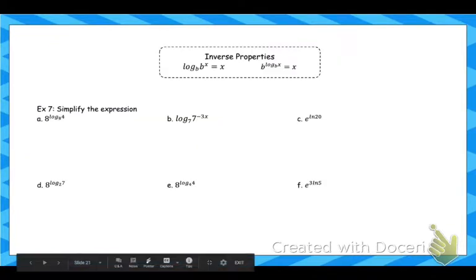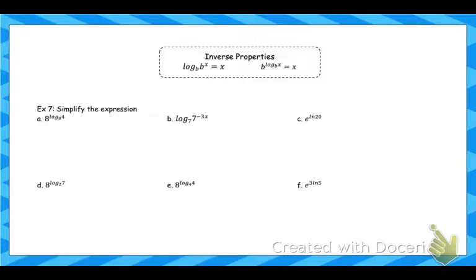All right, so our last property is the inverse property. Like we talked about, log and exponents are inverses of each other. So one of the things we learned when we talked about exponents: let's say that f of x is b to the x, and let's say that g of x is log base b of x. Well, if two functions are inverses, which we know these are, then if I do composition, f of g of x and g of f of x, those should equal x.